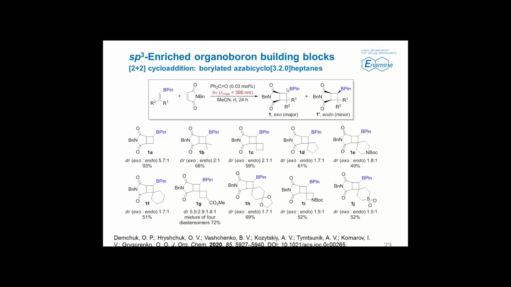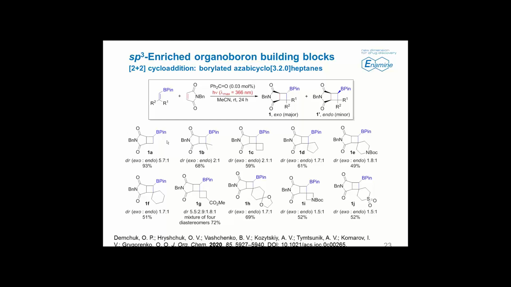So the corresponding bicyclic derivatives were obtained with quite good yields, but with moderate diastereoselectivity. Exo product, which is thermodynamically more stable, was obtained with higher efficiency. For some of the derivatives, for example 1A, this reaction was scalable and the corresponding products were obtained on multi-gram scale. We didn't check this for all other derivatives, but we think that this method should be efficient also for them.